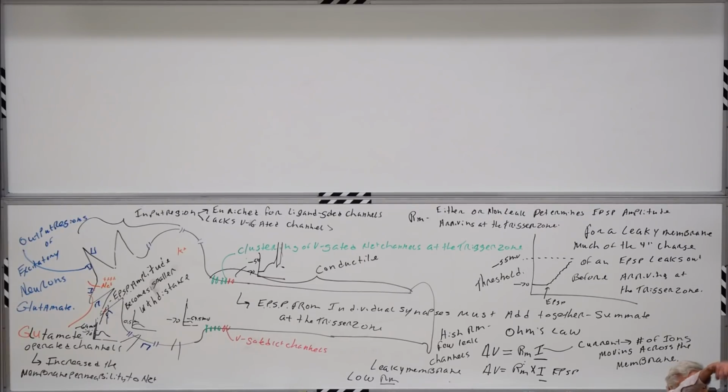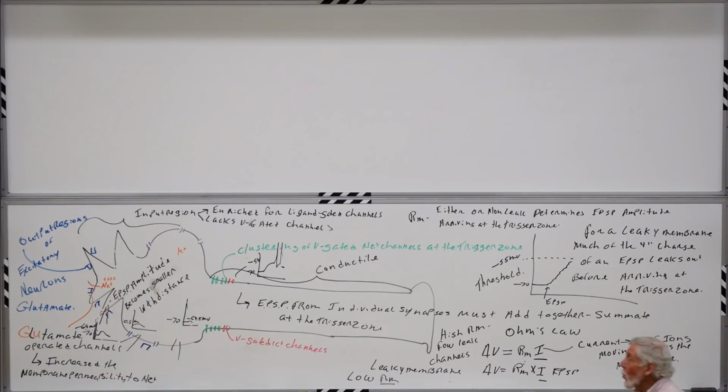So at the trigger zone, that's where we launch the action potential, or where the decision is made whether we should or not. And that's determined by the resting membrane. So, okay, membrane resistance. If it's a low membrane resistance, then it's leaky. Yes. Okay. Why would you want it to have a low membrane resistance?